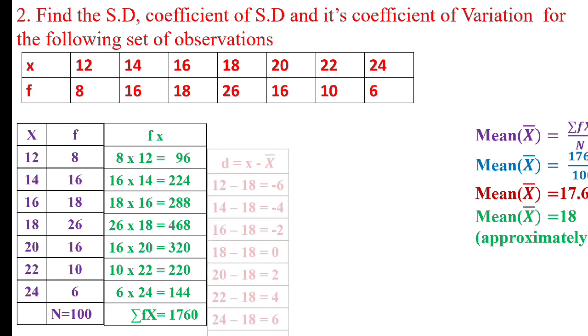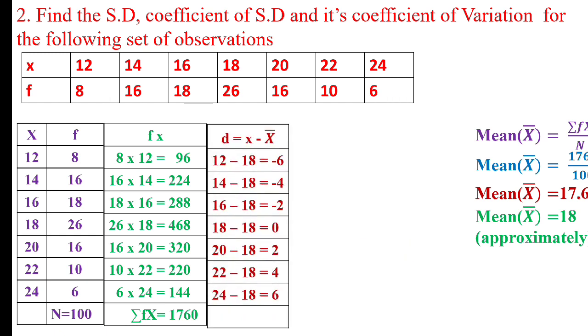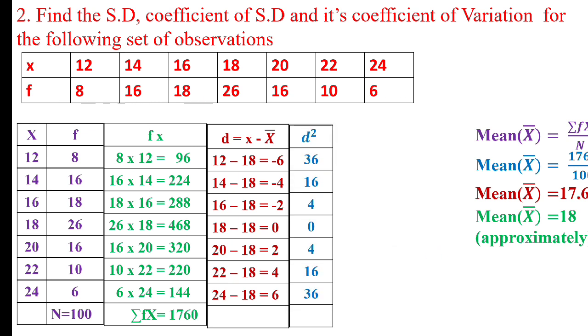Now deviation we need to find out. d equals x minus x bar. X is the given values of the x column, and then the mean value. 12 minus 18 is minus 6, 14 minus 18 is minus 4, 16 minus 18 is minus 2, 18 minus 18 is 0, 20 minus 18 is 2, 22 minus 18 is 4, 24 minus 18 is 6. Then you have to take the square. d square: 6 square 36, 4 square 16, minus 2 square 4, 0, 2 square 4, 4 square 16, 6 square 36. Here if you get a deviation value in negative, squaring will obviously give positive.